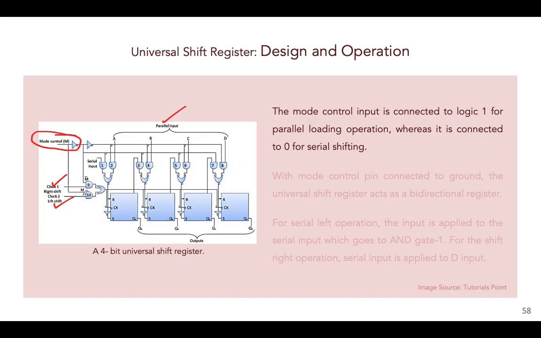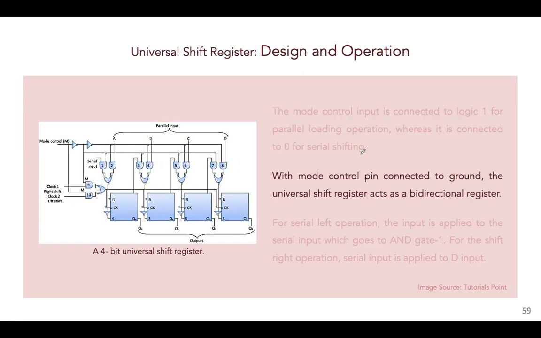All right, now see how it works is the mode control input, this M, is connected to logic 1 for parallel loading operation. That is, when it is 1, this universal shift register will perform parallel loading, right? And when it is 0, this register will perform serial shifting. All right, with the mode control pin connected to ground, the universal shift register acts as a bidirectional register, right? This is the same setup as a bidirectional shift register. If you just put it to the ground, this entire thing will start to behave like a normal bidirectional register. That is, all of this except the parallel loading part, right?